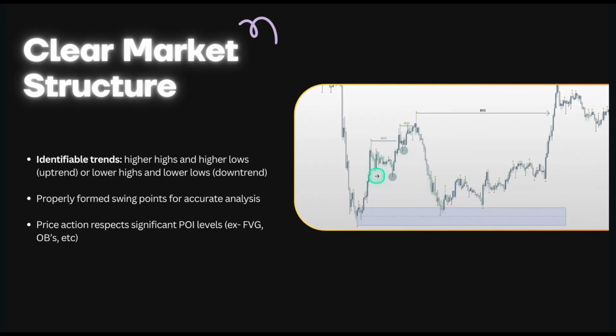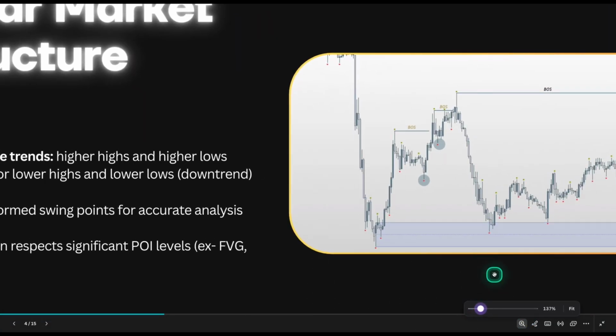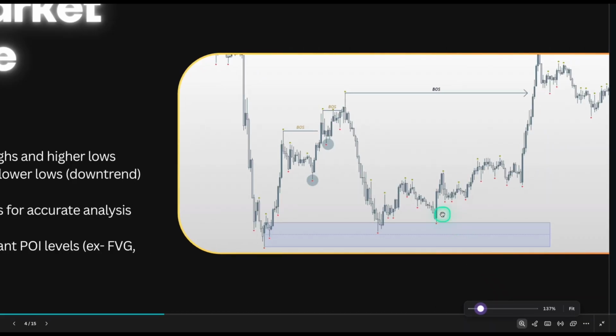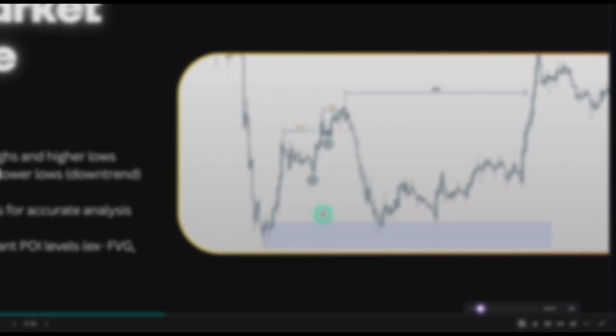Okay, so for example, like you see here, pretty nice breaks of structure, right? Some pretty obvious pullbacks that get swept, right? Turns into liquidity. Price respects the order block down here and then goes back up to create more structure. Now, ladies and gents, I will show you some examples, obviously, of what good market conditions look like and what terrible market conditions look like. But typically something like this is something you would like to see. Just make sure that you are marking up your points of interest, you are marking up your breaks of structure. You will be surprised how much of a difference that makes.